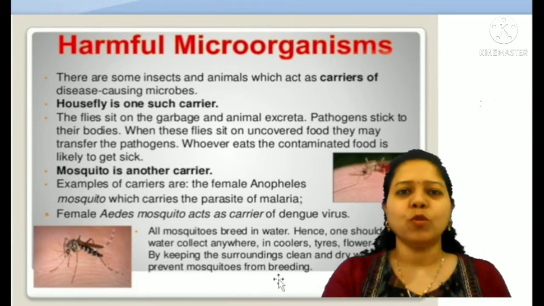Here, two types of mosquitoes are given, which cause malaria and dengue. We can prevent the breeding of those mosquitoes by keeping our environment clean and dry, because most of the time all mosquitoes breed in water.